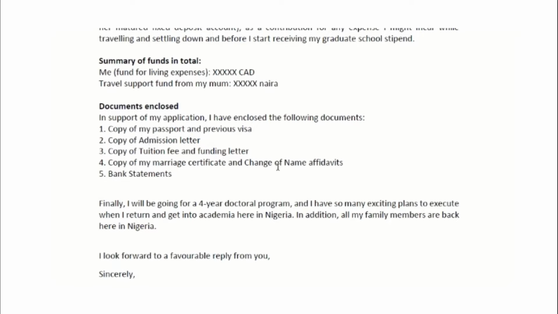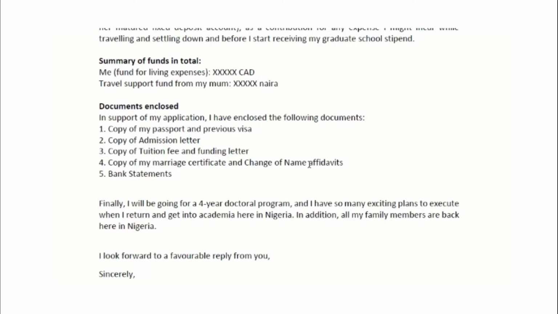You can see I enclosed my change of name. That was important to me because my name changed. The name I was using to apply for my visa was different from my maiden name, which is the name on my certificate. That's why I attached my marriage certificate and change of name. Other than that, I don't think it's important, except for the spousal open work permit, and I will be sharing the letter we use for that shortly in another video.